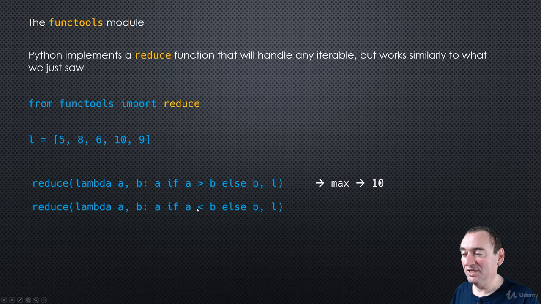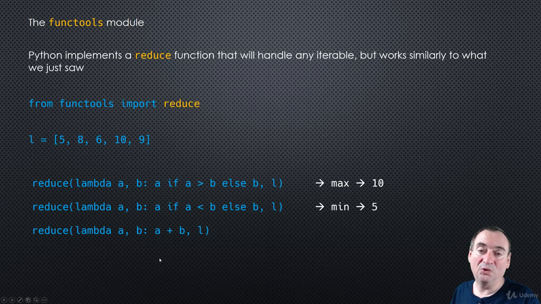Similarly, if we use a lambda that's returning the minimum of A and B, then when we do that, it's going to return the minimum, just as before, except we're using Python's built-in reduce. Again, we can also use an addition for the lambda function, and it's just going to return, therefore, the sum of everything in that list.